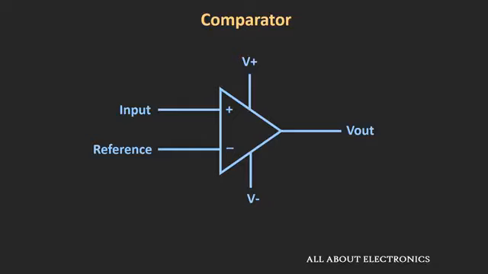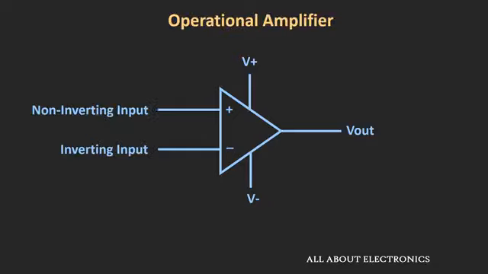Now if you see the schematic of this comparator, it looks very similar to the schematic of the op-amp, because in the case of the op-amp also we have two inputs and one output, as well as two biasing voltages. And in fact we have seen that this op-amp can be used as a comparator whenever it is used in open loop condition.